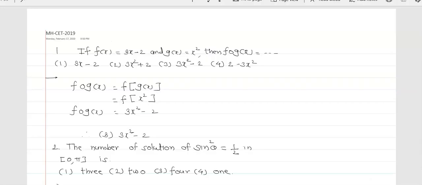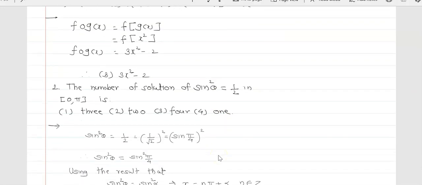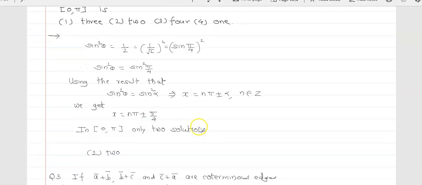Now we can see this also here. That is the number of solutions. We can write it like this. Using the result sin square theta is equal to sin square alpha, it implies x is equal to n pi plus or minus alpha, n belongs to Z. Therefore we get x is equal to n pi plus or minus pi by 4, and in 0 to pi only two solutions are there, and hence option 2 is the correct one.